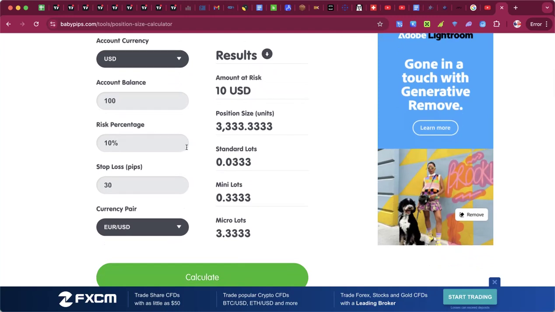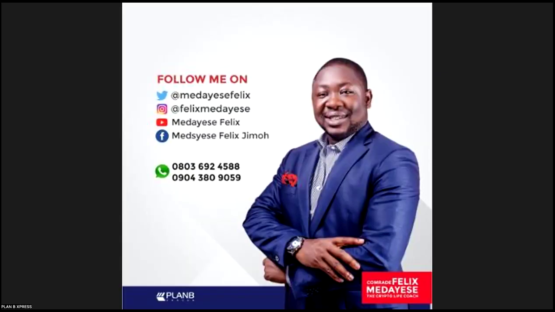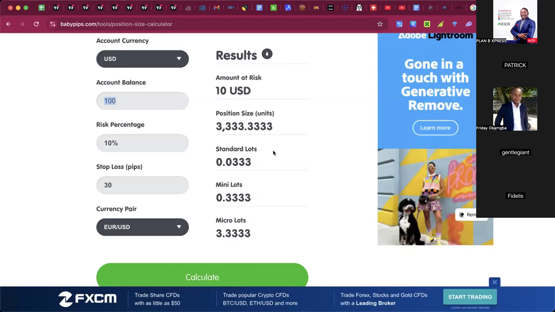Now, I have done this calculation over and again, and I said, for those of us who are on challenge accounts, what I said was that I use, let me use a case study of $50,000.